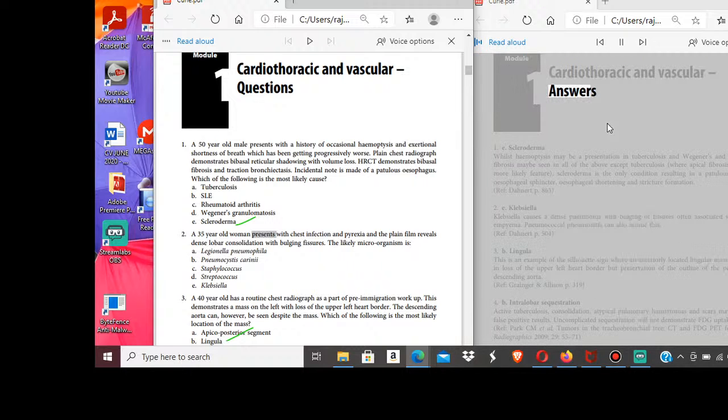Answers. 1. E. Scleroderma. Whilst hemoptysis may be a presentation in tuberculosis, and Wegener's, bibasal fibrosis may be seen in all of the above except tuberculosis, where apical fibrosis is the more likely feature. Scleroderma is the only condition resulting in a patulous lower esophageal sphincter, esophageal shortening and stricture formation. Ref. Dähnert p. 863.